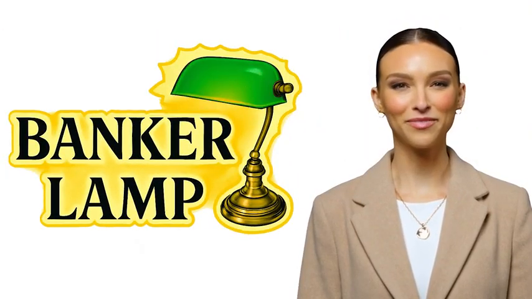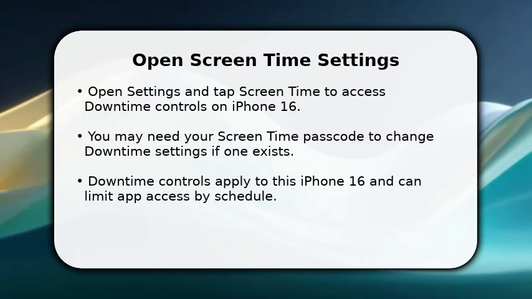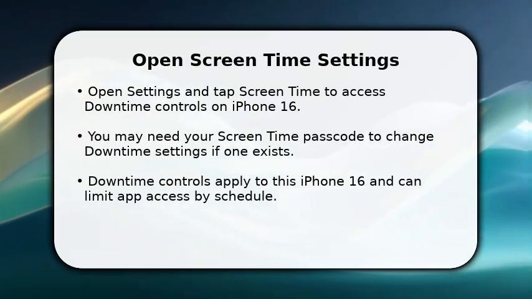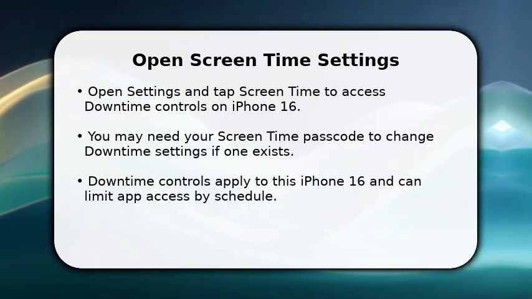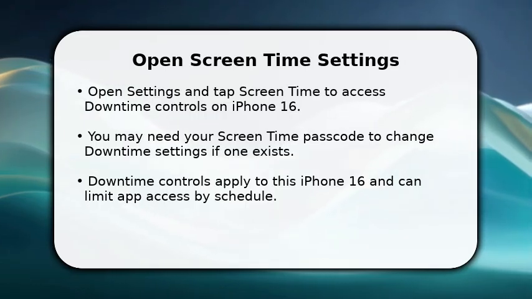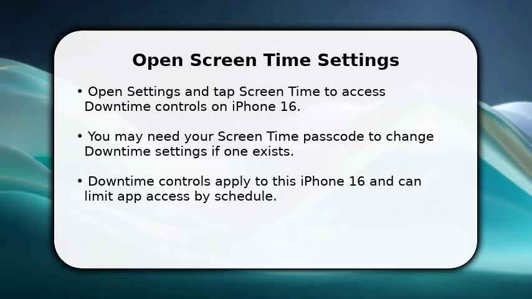Please enjoy the video. Open Settings and scroll until you find Screen Time near the top. Tap Screen Time to open detailed usage and controls. You will see downtime listed as a scheduling option below App Limits. Tap Downtime to view current schedules and exceptions on your iPhone 16.